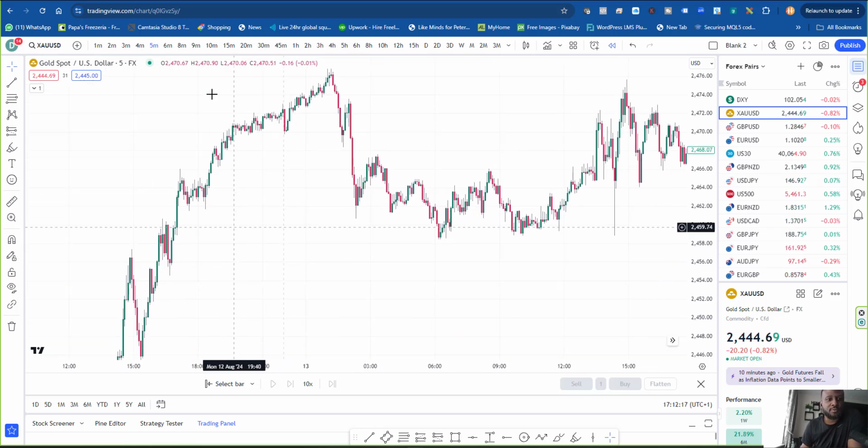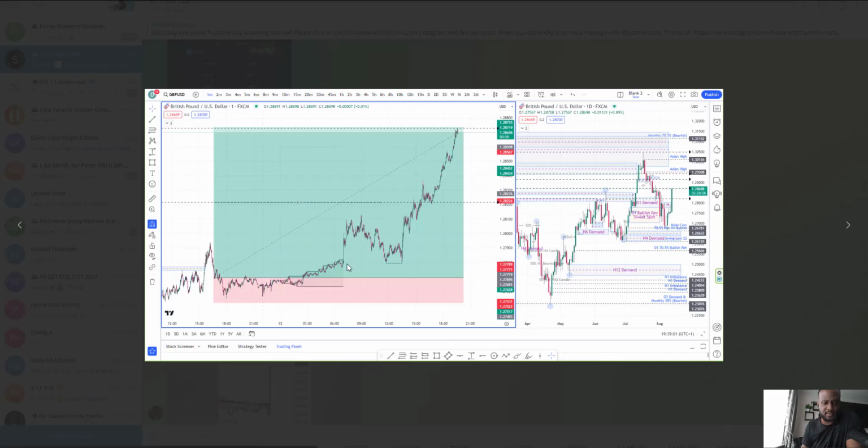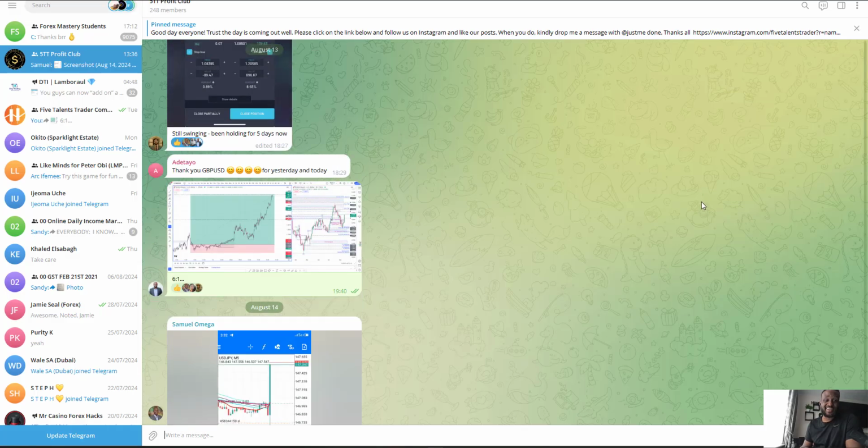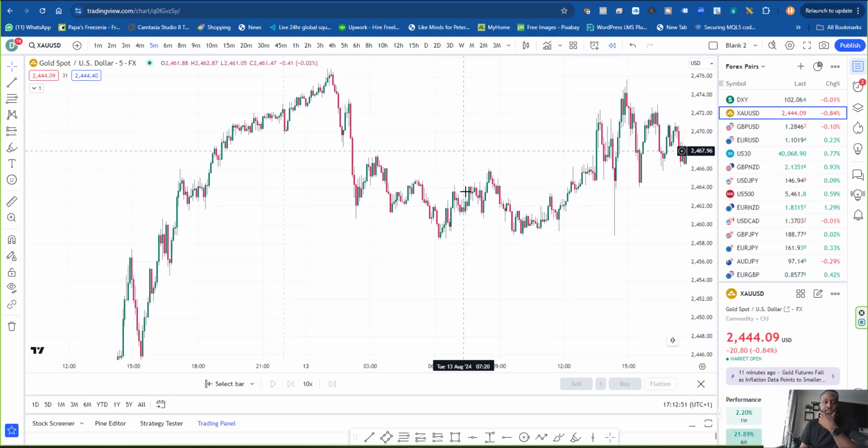Okay, so let's go through some market breakdown and some trades that I took recently. If I go to our Telegram group, I posted this result yesterday for a 6 to 1 on GBPUSD, and then today there was a trade on both EURUSD and GBPUSD. So let's just take a look at those two opportunities.